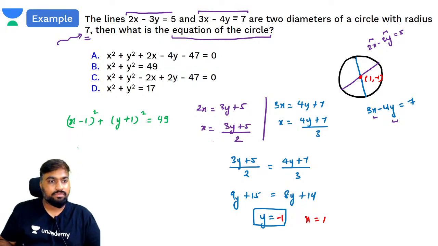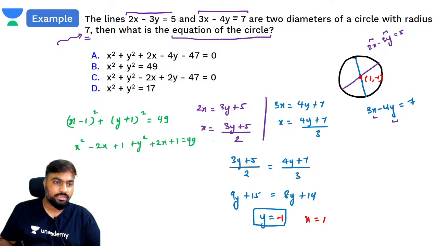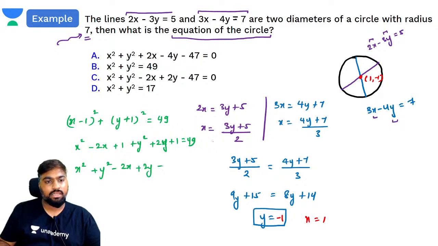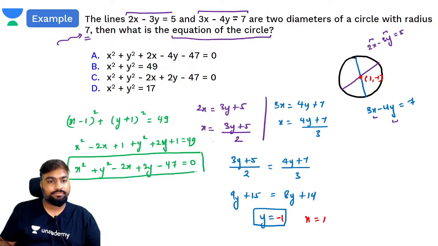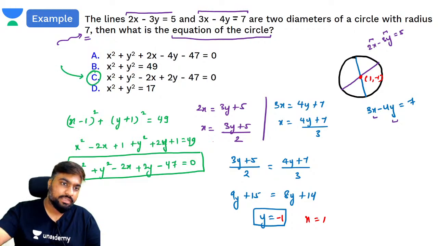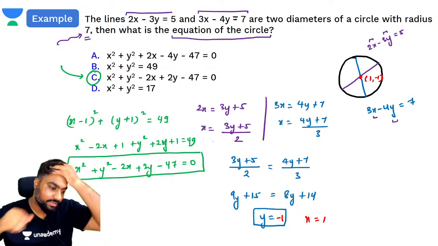Now expand this. You will get x square minus 2x plus 1 plus y square plus 2y plus 1 is equal to 49. Bring 49 to the other side, you'll have x square plus y square minus 2x plus 2y, 2 minus 49 is minus 47, equal to 0. Here is the equation of your circle. Understood? Which is option C: x square plus y square minus 2x plus 2y minus 47 is 0.